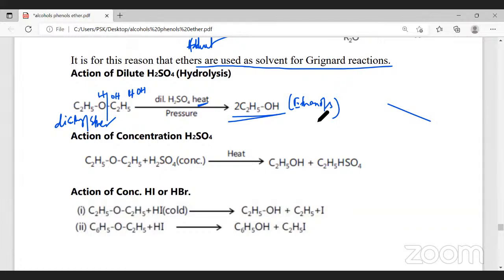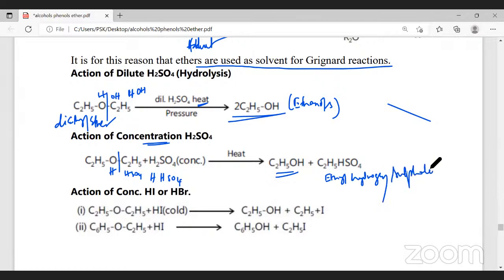The next one, action of concentrated sulfuric acid. When ether is heated with concentrated sulfuric acid, see, this concentrated sulfuric acid will dissociate to form H plus and HSO4 minus. So the bond breaks here. Hydrogen attacks oxygen to form ethanol. HSO4 minus attacks C2H5 to get C2H5SO4. This is called ethyl hydrogen sulfate.